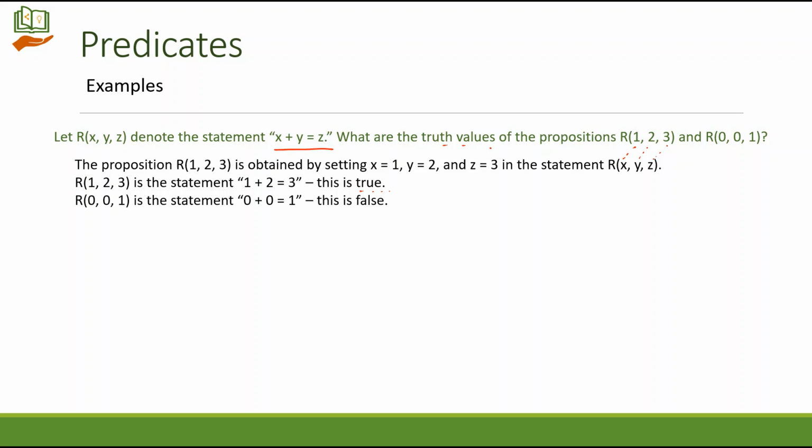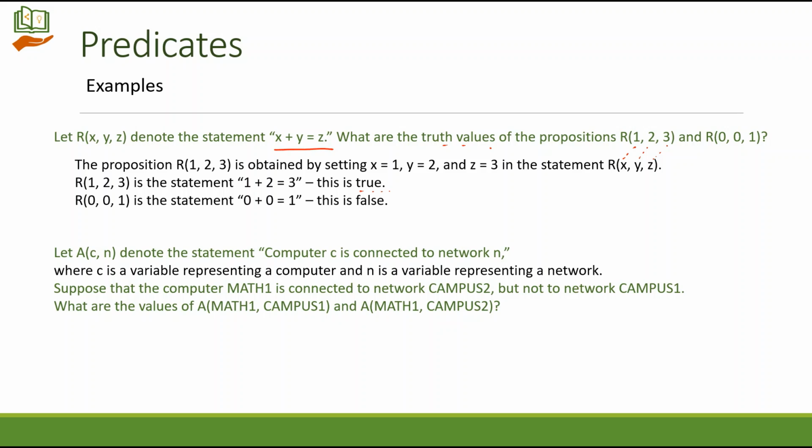Now we look at another example. Let A of C, N denote the statement computer C is connected to network N. C is a variable representing a computer and N is a variable representing a network. Suppose that the computer Math 1 is connected to network campus 2. So how do we write this in the form A of C, N? We can write A of Math 1, campus 2.